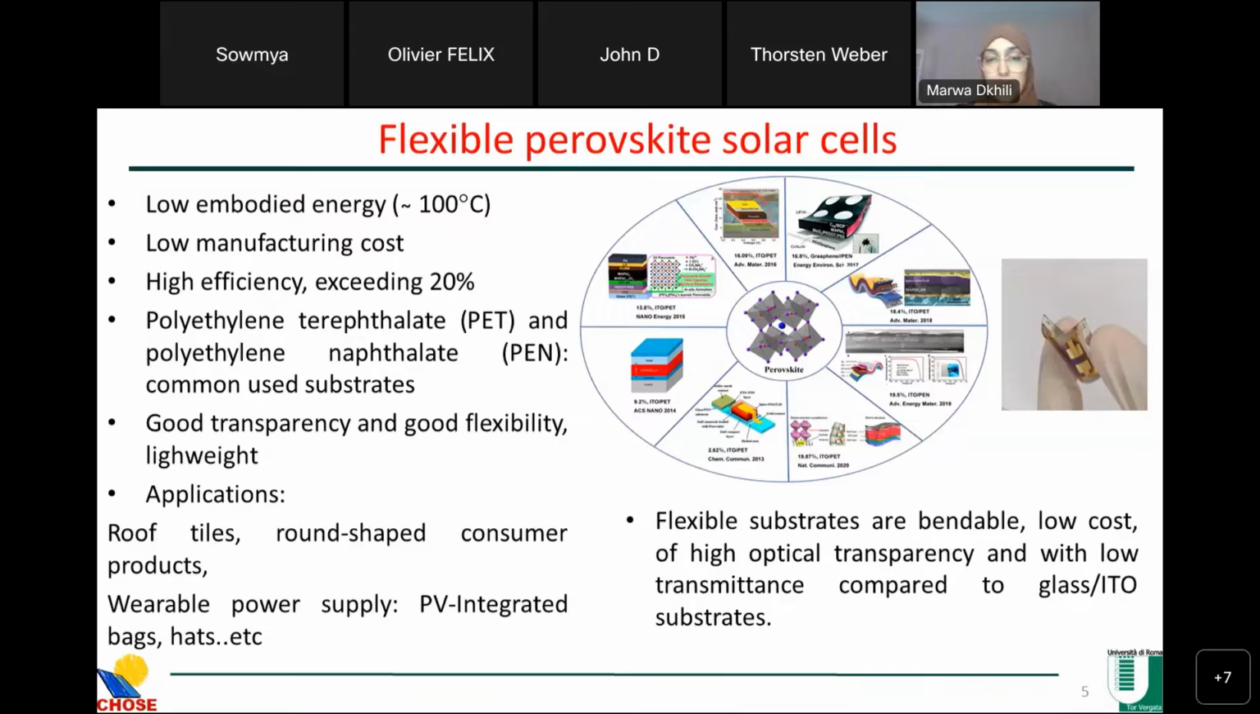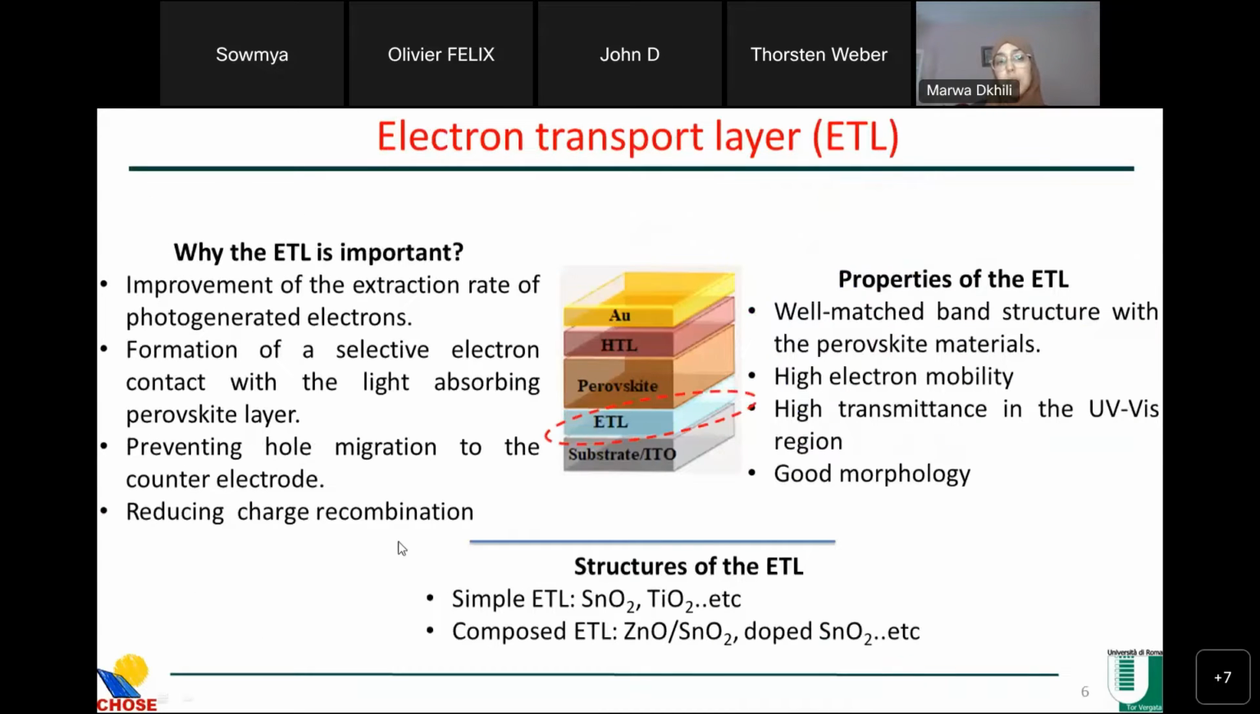As I said, in perovskite solar cells there are several layers. So our work focuses on one layer, which is the electron transport layer. Why is this layer important? It improves the extraction rate of photo-generated electrons. It ensures the formation of a selective electron contact with the light-absorbing perovskite layer, prevents hole migration to the counter electrodes, and reduces charge recombination.